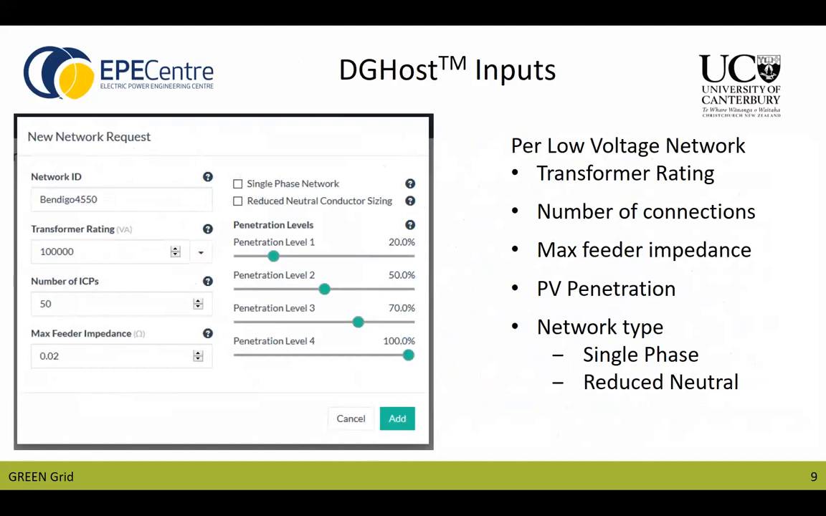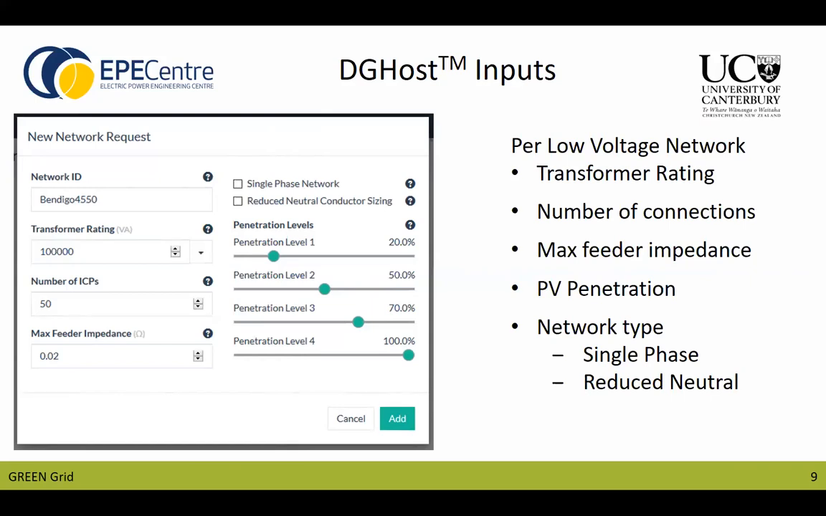So the predictive variables then became the inputs for DGHost. This has been developed into an online tool which is available, and this is the input screen. And you can see these are our predictive variables: the transformer rating, the number of connections, like how many houses or businesses you've got connecting in, and the maximum feeder impedance. From feedback we've got from people from the EDBs, that's the more difficult one to determine because sometimes it's not so easy to work out depending how well your network is known.